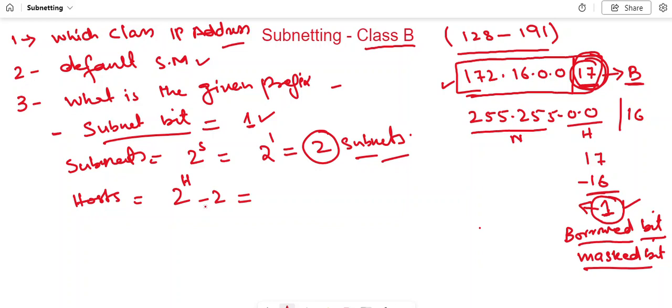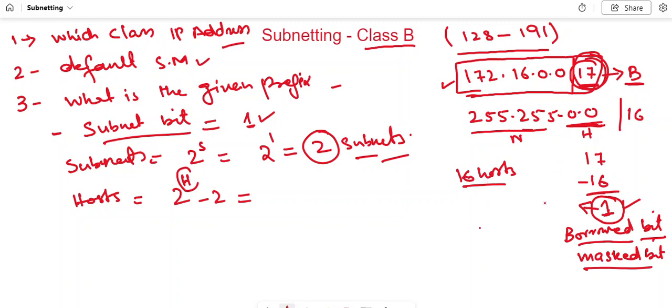Okay, 2 power h minus 2 is the formula. Now how will we get this value h? There are two methods to get the value of h. The first method is that you check how many default host bits there are in that specific class. In this case, in class B, we have 16 host bits.